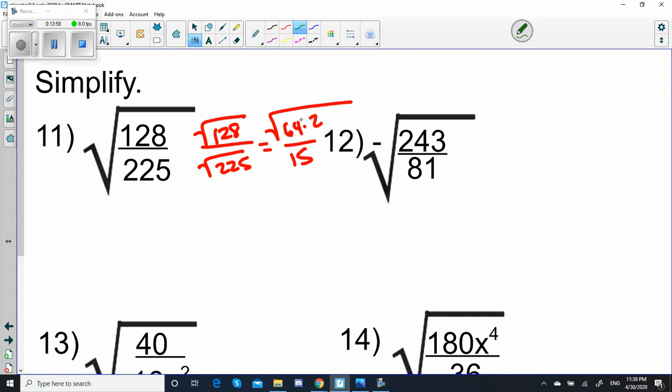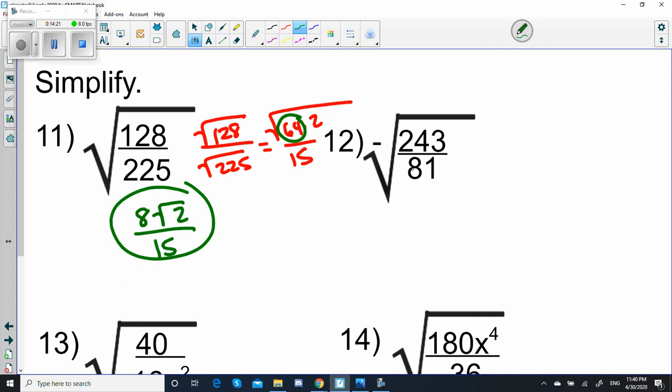And then my 64 is my perfect square. So square root of 64 is 8. So 8 radical 2 over 15. Okay, the 15 came from the square root down here. And the top, I'm doing exactly like I was doing before. And then I just have to check these two to see if they have a common factor, and they don't. This is the answer. Okay, let's try this one.